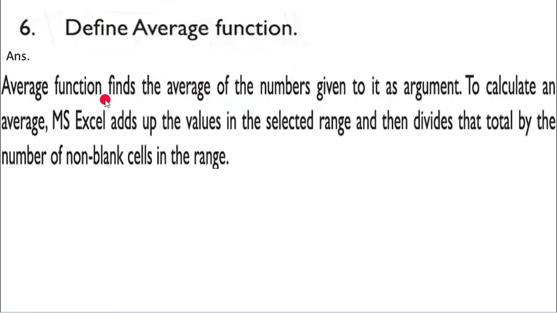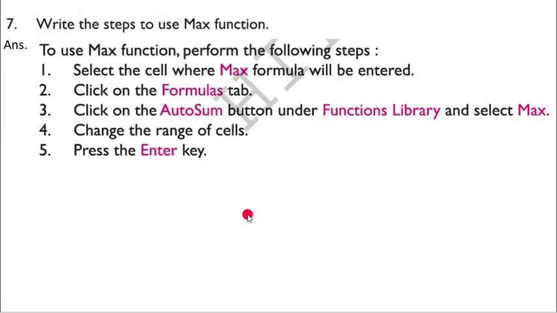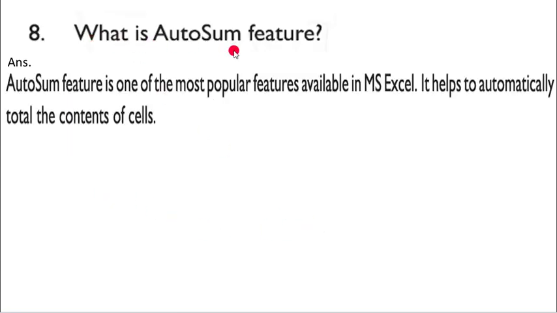Define average function. So this is the answer of your average function. Copy it. Write the steps to use max function. To use max function, perform the following steps. All the steps, 5 steps are given here. Last, what is AutoSum feature? So AutoSum feature is one of the most popular features available in MS Excel. It helps to automatically total the contents of cells.